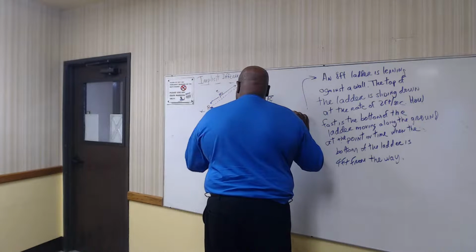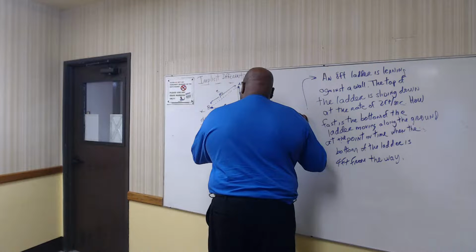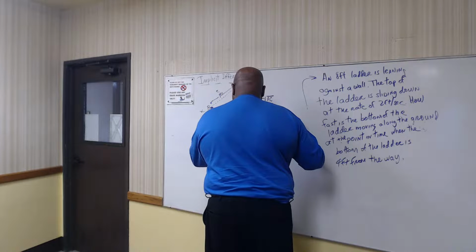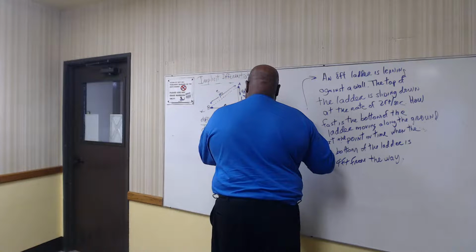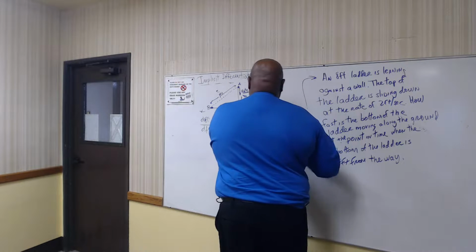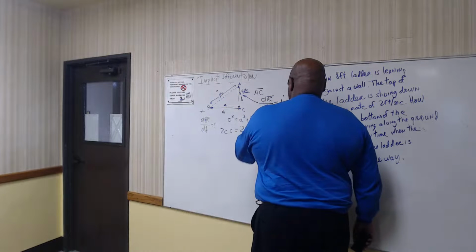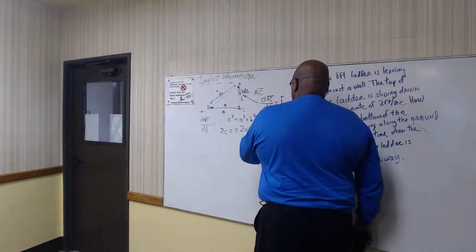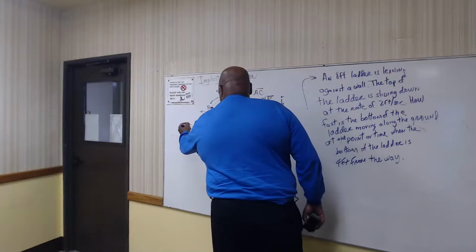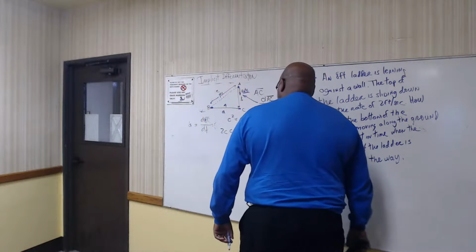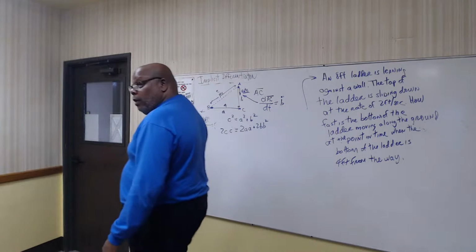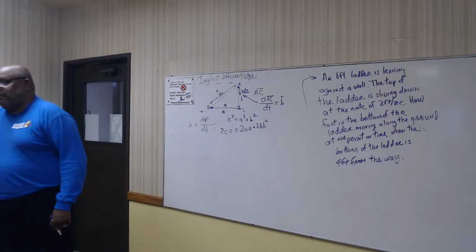So let's take the derivative. We get 2C dC, or to say C dot. This is 2A, A dot, plus 2B, B dot. Remember, this right here is really B dot, right? According to this diagram here. And this here is really A dot. Okay, wait a minute.